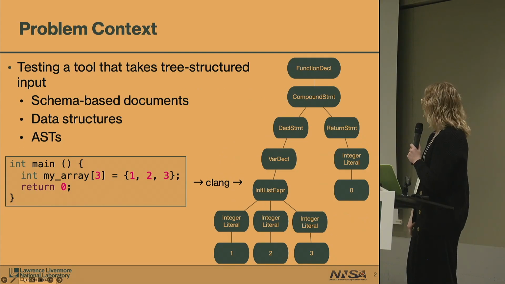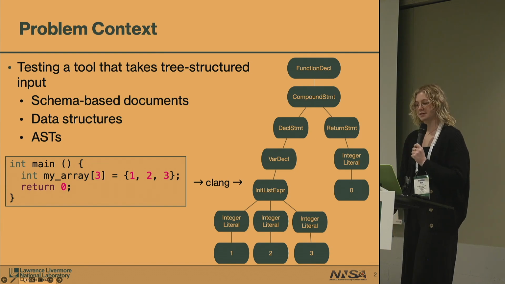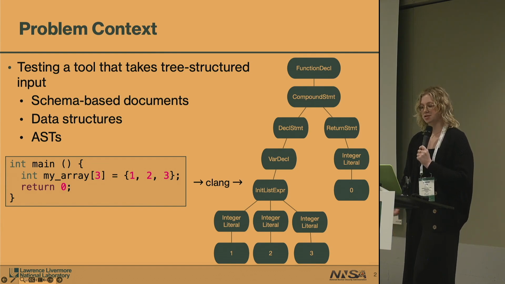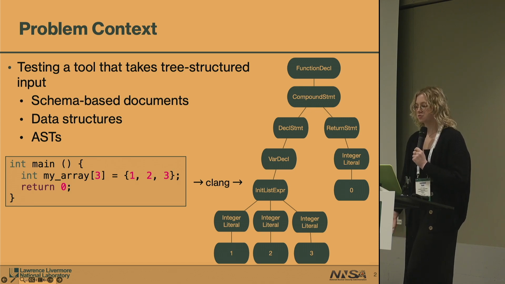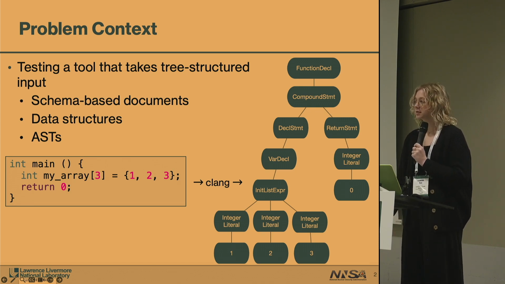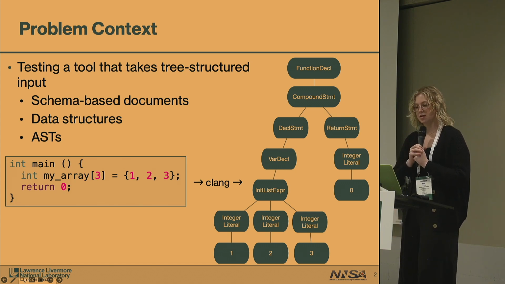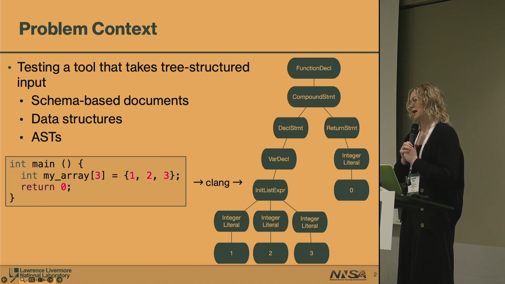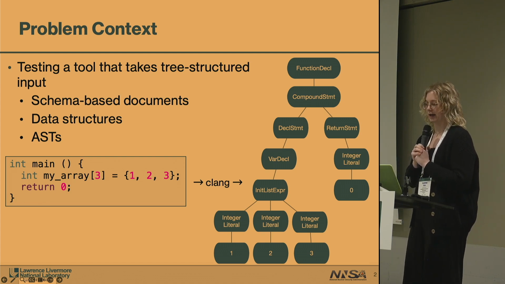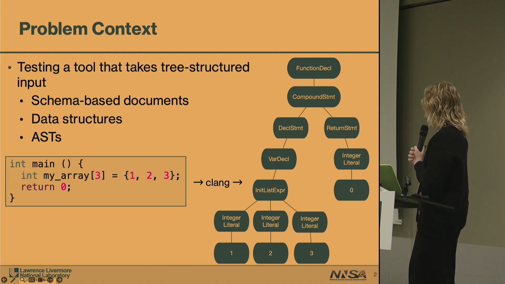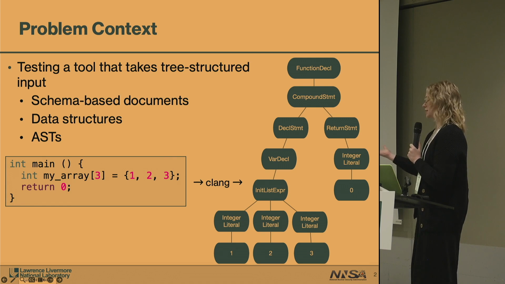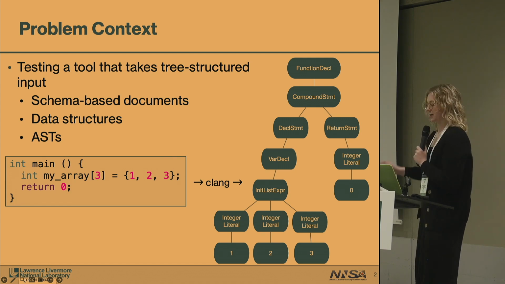So to give some context for the problem that we were trying to address, suppose you're testing a tool that takes tree-structured input. This applies to tools that take in schema-based documents like XML, or tree-based data structures, or abstract syntax trees. For our specific problem, we were using abstract syntax trees that were generated by Clang from C programs, like the simple C program on the left, to get tree-structured output that looks something like the one on the right.